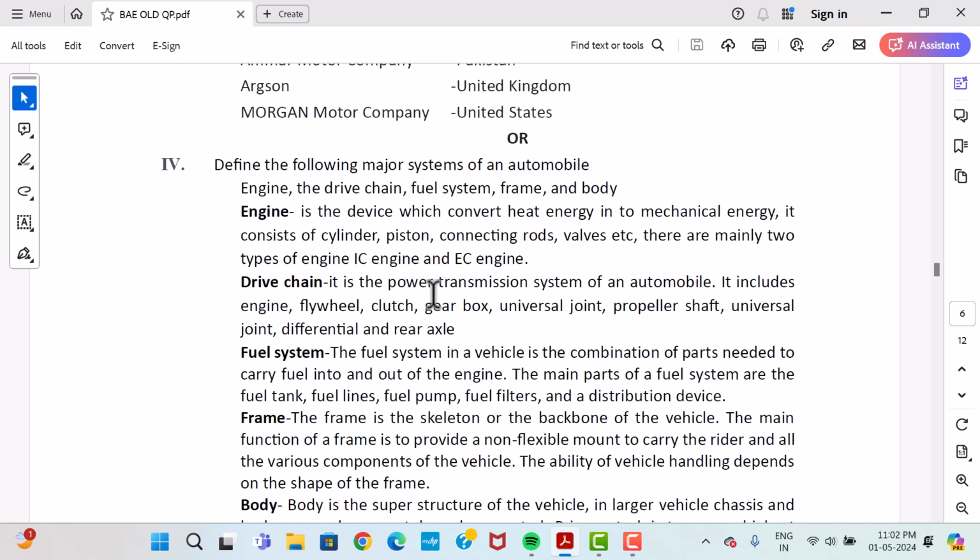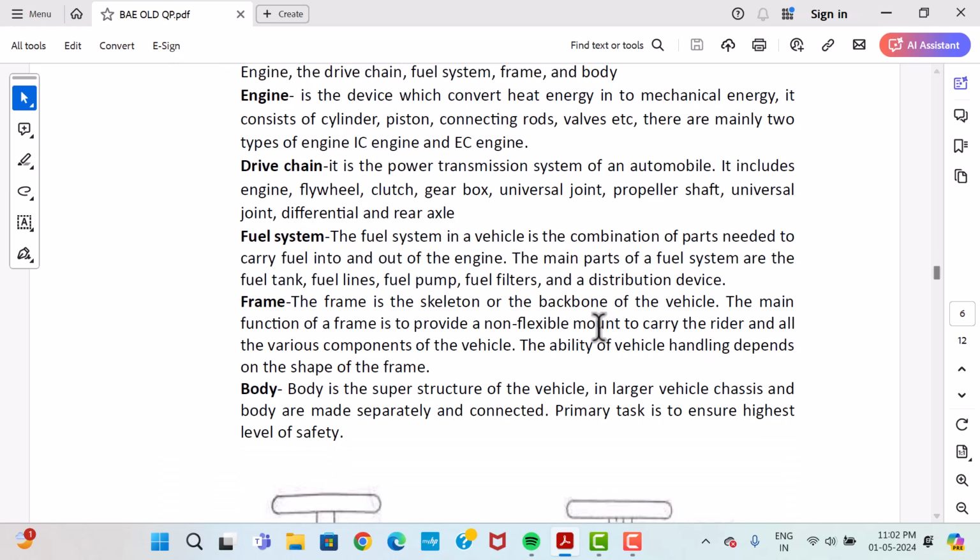Drive chain. It is a power transfer system of an automobile. How the drive is transferring from engine to the wheels, that is called drive chain. It includes engine, flywheel, clutch, gearbox, universal joint, propeller shaft, again universal joint, differential, and a rear axle.